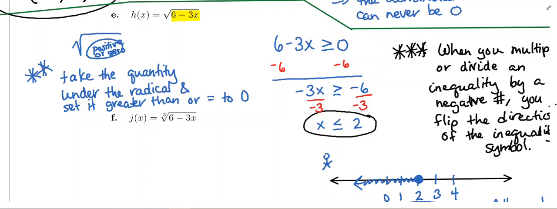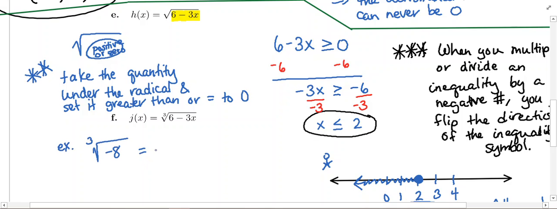So we've talked about cubed roots already in this class, and we said the big difference between a square root and a cubed root is that you can have a negative number under a cubed root sign. You can take the cubed root of a negative number. So for example, we looked at earlier, if you had the cubed root of -8, what is that? It's -2, because if you do -2 times itself 3 times, you get -8. -2 times -2 is 4 times -2 is -8. So you can have a negative number under a cubed root.